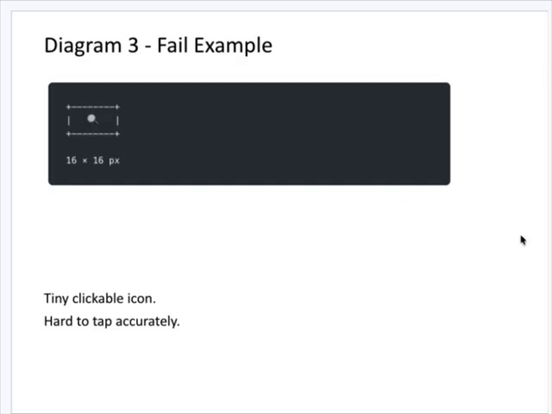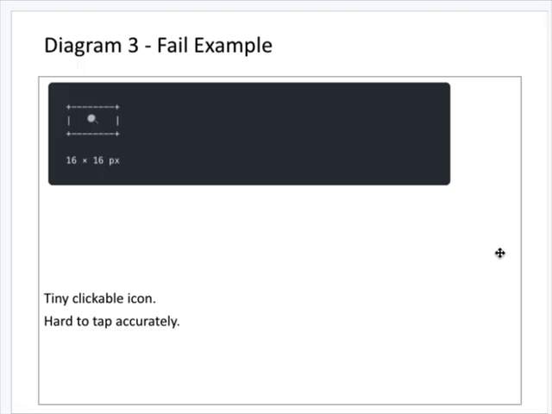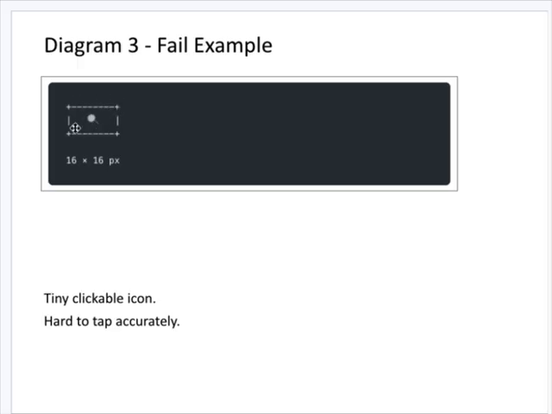Now let's look at a failing example. Here for the same search icon as we showed in the previous passing example, its tappable or clickable area has been reduced to 16 by 16 pixel. Hence it is failing because it is a tiny clickable icon and also the padding is not meeting the requirement of 24 by 24 pixel.